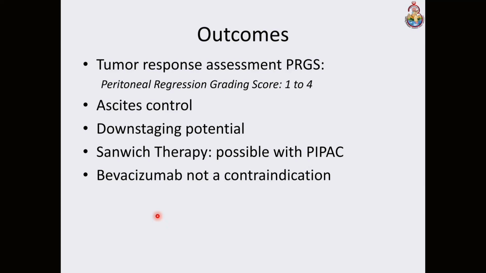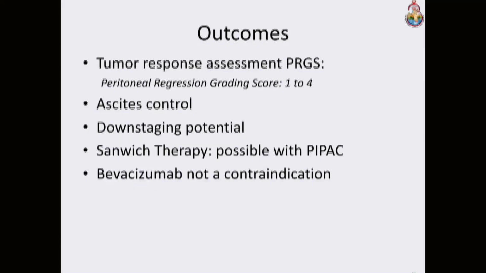So we don't have to wait for any week or 2 weeks or 3 weeks before we can start systemic chemotherapy immediately after PIPAC. Similarly, bevacizumab is also not a contraindication. Unlike in HIPEC, we have to wait for about 4 to 6 weeks before we start HIPEC in a patient who has been treated with Bev.